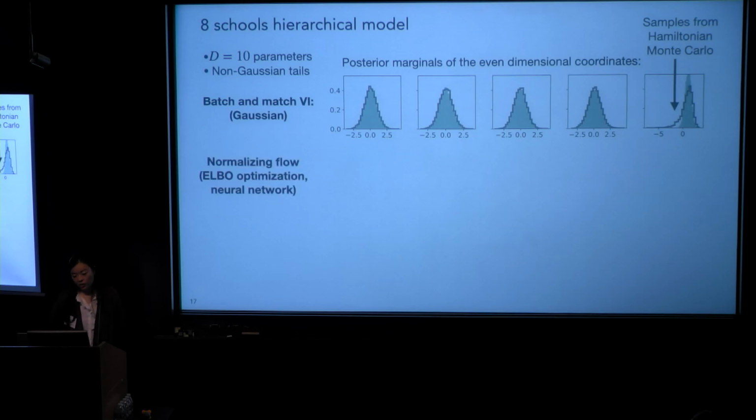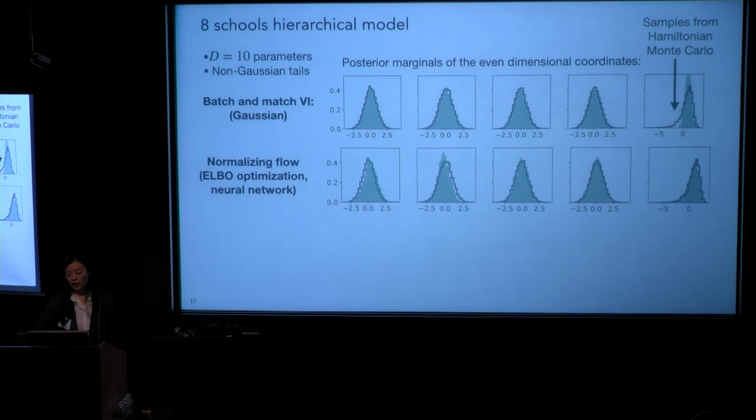We also looked at a normalizing flow. So this is fitting a more flexible variational family based on neural networks, and then trying to use SGD to optimize the ELBO. And this is the result we get out of that. And you can see it fits this tail very nicely in the last panel.